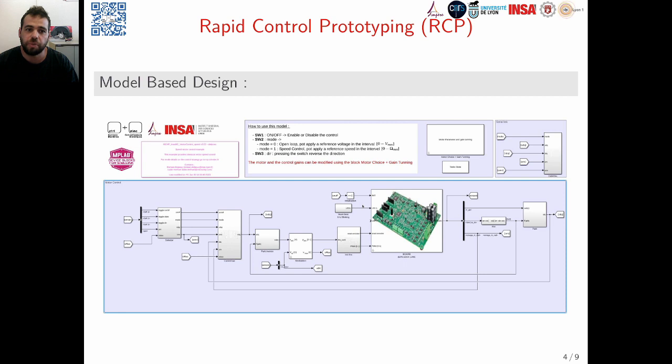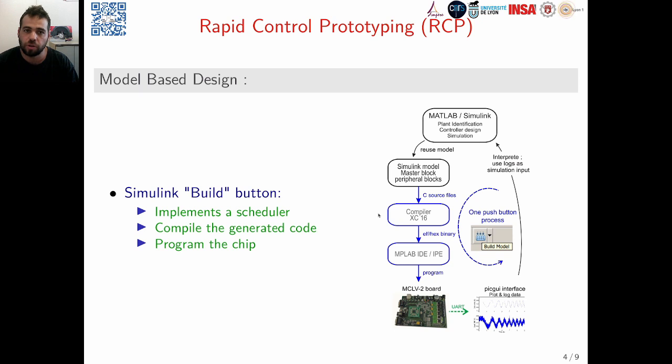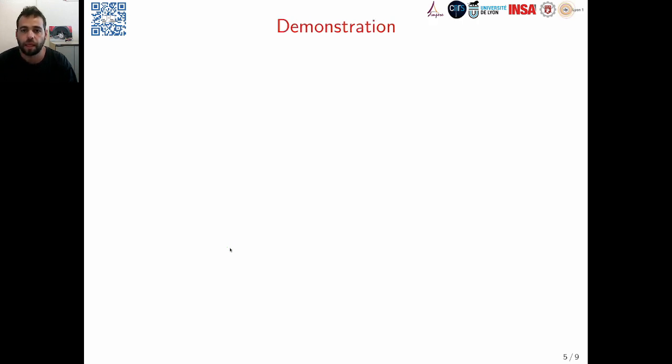The strategy is based on model-based design solutions, and the objective is to program a control law using Simulink and then generate the code and implement this Simulink code in the microcontroller. This is done thanks to MPLAB Device Blocks for Simulink, and when we click on the build button in Simulink, the solution implements a scheduler, compiles the generated code, and programs the chip directly. Let's move to the demonstration.